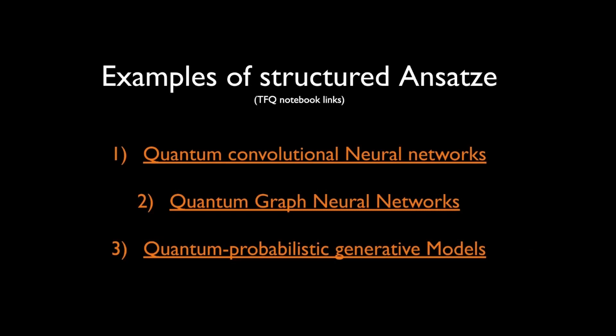So you can have quantum convolutional neural networks, which is like tying parameters across space. Quantum graph neural networks use the knowledge that your system lives on a graph to induce a certain parameterization of your neural networks. And then quantum probabilistic generative models, they're quite general, but in that case, we're going to be focused on, given a Hamiltonian, generating a thermal state.